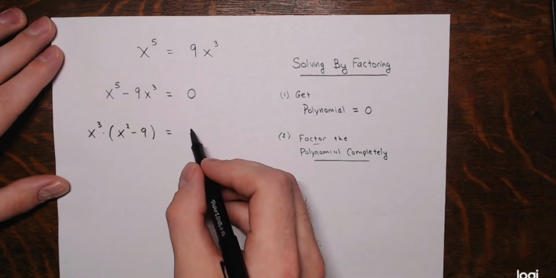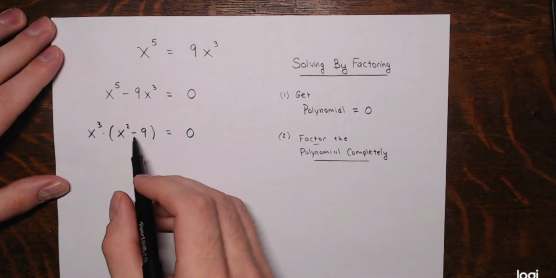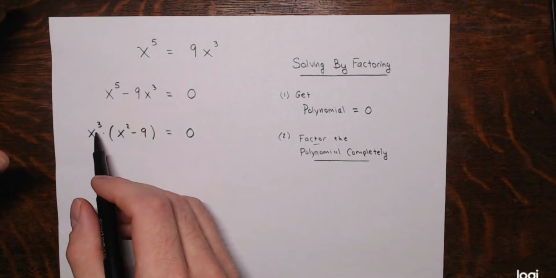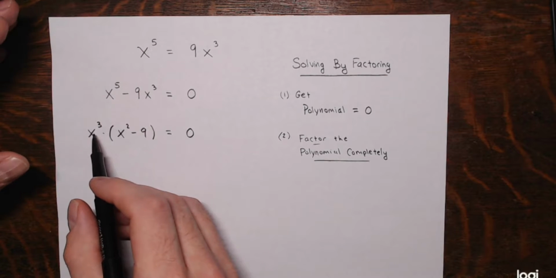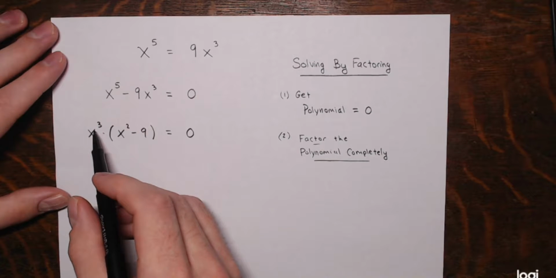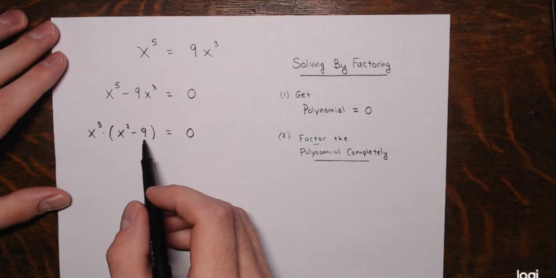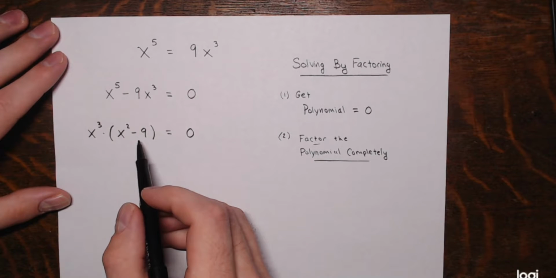Now this is not factored completely. X cubed is x cubed. You could write that as x times x times x if you wanted, but if it's just a single term, you can leave it. Anything with more than one term, you have to think, hey, can this be factored any further?